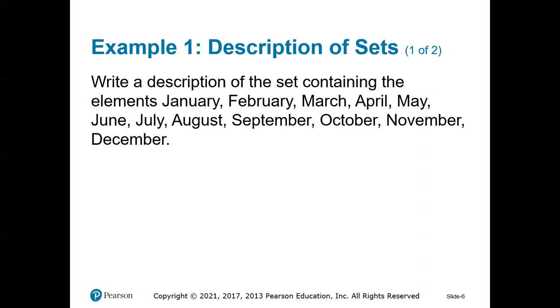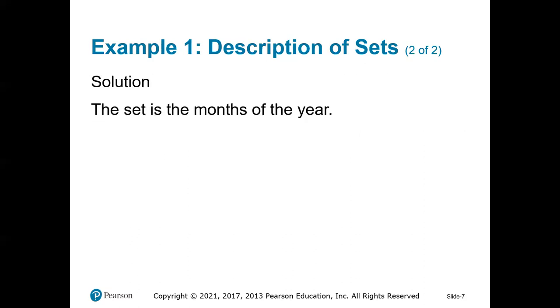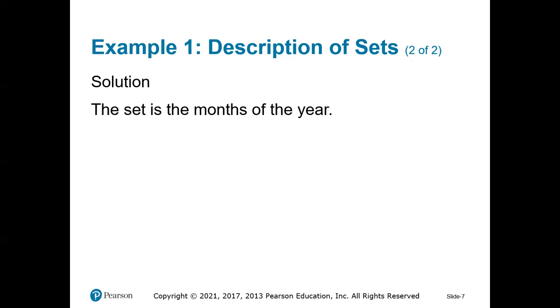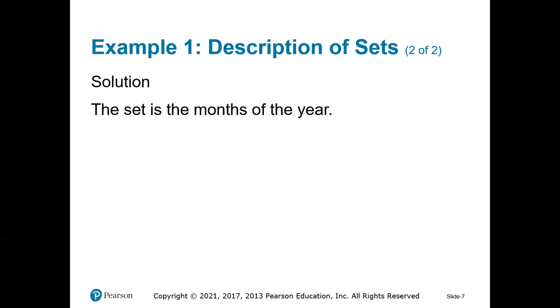Or, for example, here's an exercise that tells you to write a description of the set containing the elements January, February, all the way till December. What would you say? You can say this is the set of the months of the year. If someone asks you to describe this set, we would say this is the set of all the months of the year. When it comes to description, it just uses common sense and some words to describe the nature of the objects, unless you have a crazy set that has some objects that are not related. In this situation, you may say, here's a set that has these elements, and you list them all.